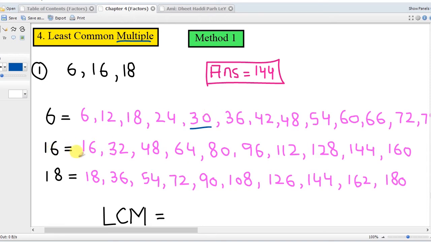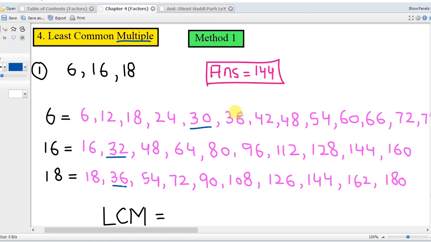Now find the multiples of 16. So 16, 32. From here we came to know that there is no such common number up till here. Move on to the next number, 18: 18, 36. So we have 18 in 6, but we do not have 18 in 16, right?